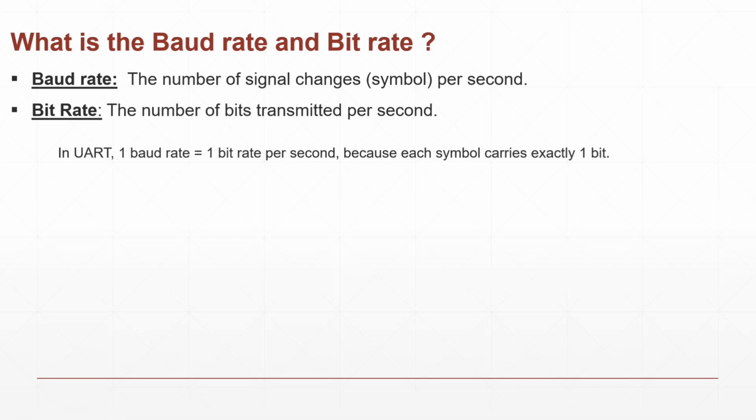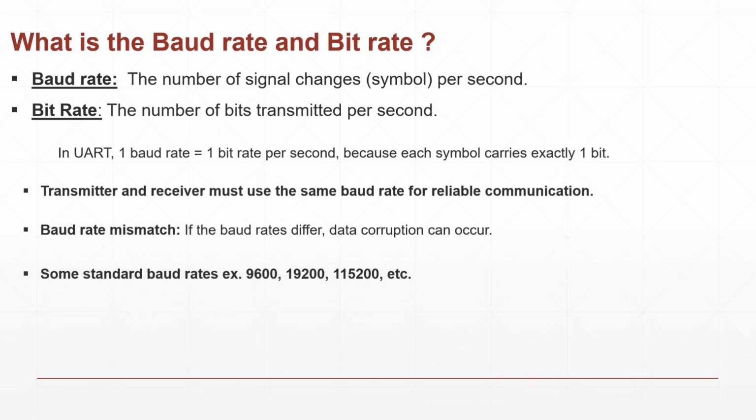So this is also an important question. Some interviewer may ask what the baud rate is and what the bit rate is. So please make a note of this. Here the transmitter and receiver must use the same baud rate for reliable communication. To operate both devices properly, we need to use the same baud rate. Otherwise, we can't transfer and receive data properly. If a baud rate mismatch happens, data corruption can occur.